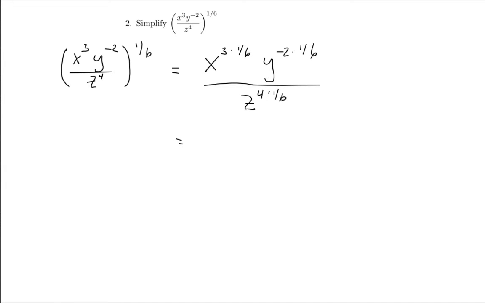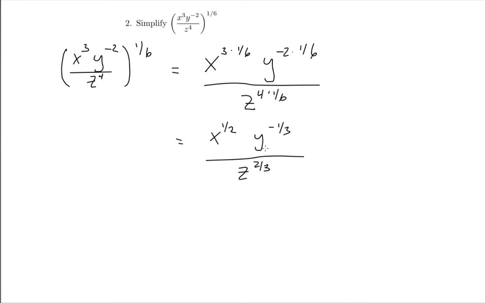And now if we simplify this, 3 times 1/6, well, that's 3/6, and you can simplify that to 1/2. So this becomes x to the 1/2. Y to the power of -2 times 1/6. -2 times 1/6 is -1/3, so we have y to the power of -1/3. And we divide by z to the power of 4 times 1/6. So 4 times 1/6 is 4/6, which is exactly equal to 2/3. So this becomes z to the power of 2/3.